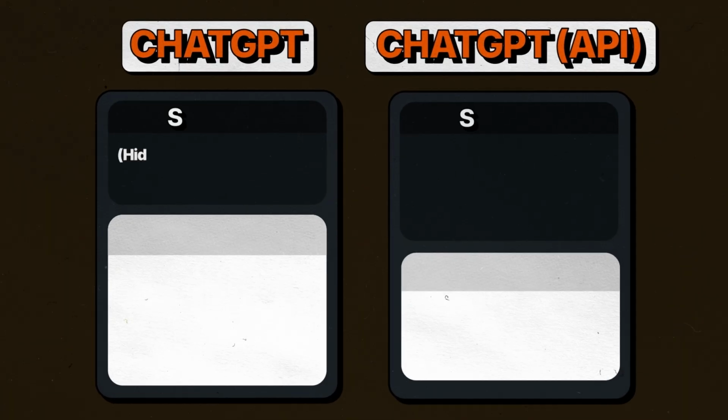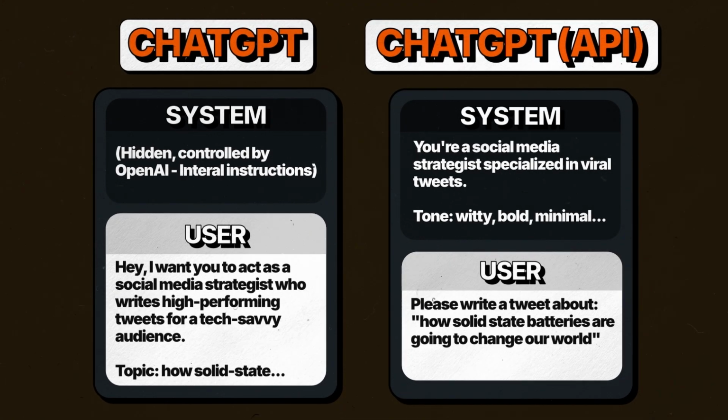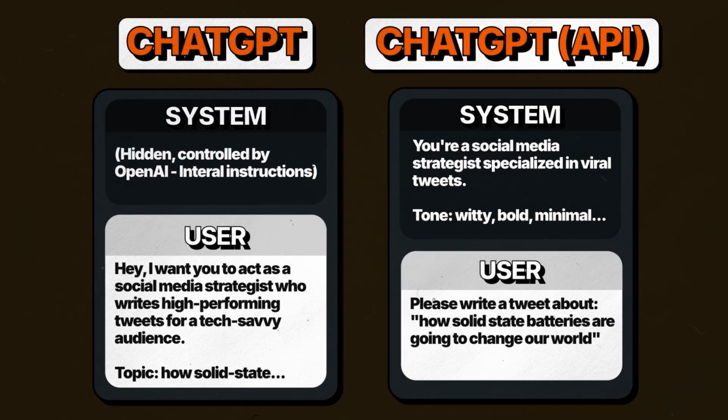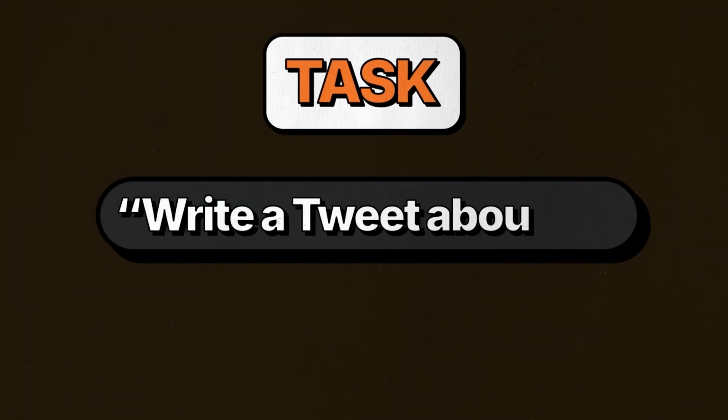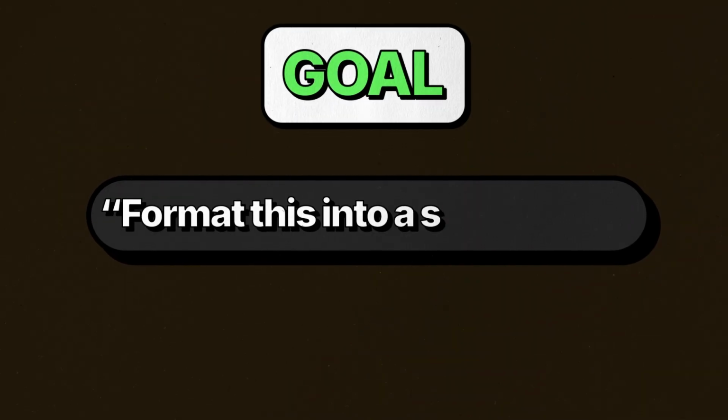When you use the API though, you can set the system message yourself, and that's where things really get powerful. Now you can define everything up front once, and then send in user messages that are short, dynamic, and focused only on the new task. User messages are where you feed in your actual inputs, like the task, write a tweet about X, or the data, here's what I scraped from this site, or even the goal, format this into a sales pitch.